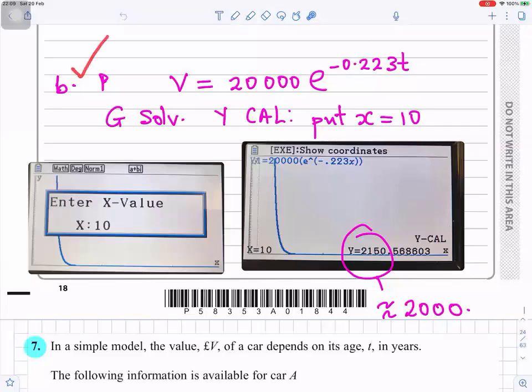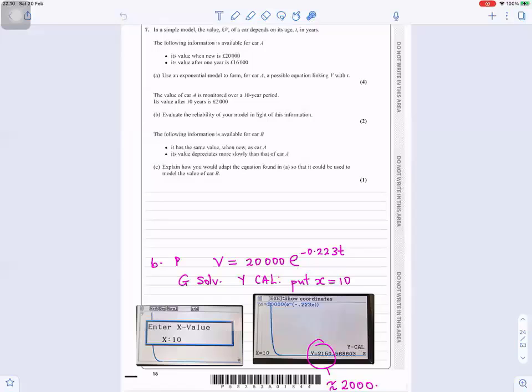And for part B, you can also do it on the calculator. Once you have done your graph on your calculator, you can enter the x value. When you put x is 10, you press G-Solve on your calculator and go to Y-Calculate, and you put x is 10. When you put x is 10, it will give you a Y value of 2,150. That's how you can use the calculator to check your answer is correct. So that is question 7.